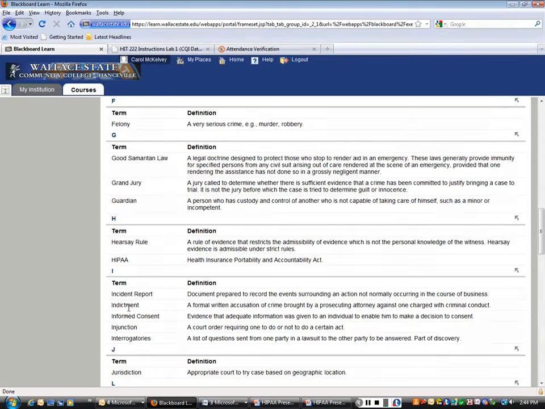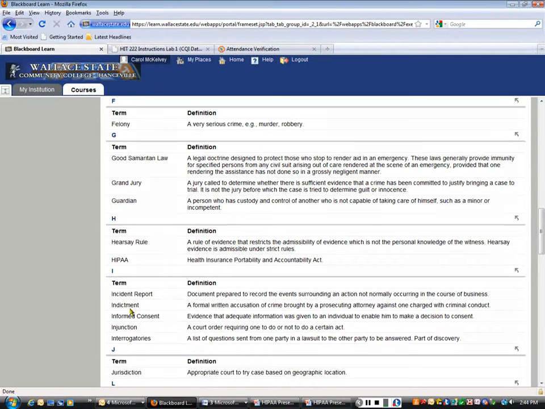An indictment is a formal written accusation of a crime brought by a prosecuting attorney against one charged with criminal conduct. So if someone's indicted for a criminal act, then that is the formal written accusation brought by the prosecutor if someone is indicted for a crime.